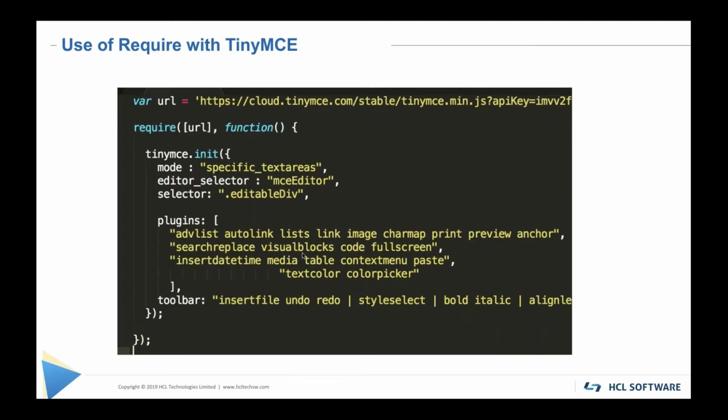I give it some parameters around the mode, the editor that I want, the selector there, which is the div. So that's the HTML div ID on my canvas, and then I've got some plugins that I'm loading, and this goes on. But it's fairly simple to bring this in and make it pop up in an application. So let's go take a look at TinyMCE.